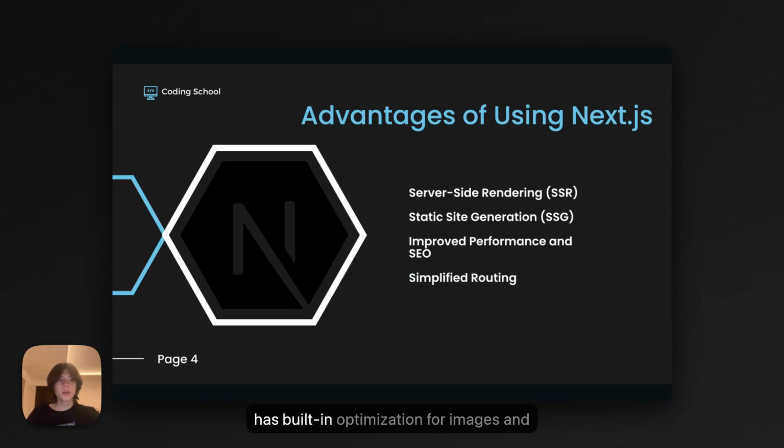And also it has built-in optimization for images and fonts, which we will discuss later in the course. And also no need to set up routing libraries. You can just simply create files and folders in the pages directory. And also dynamic routes. You can easily create routes with parameters such as /posts/[id].js. Overall, Next.js simplifies many aspects of React development, allowing you to focus on building features rather than configuring tools.